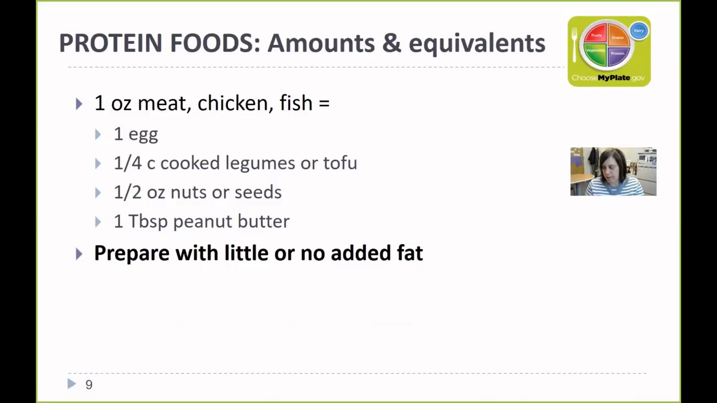The last one I have here is legumes. So this is actually a 1/2 cup of legumes. So here again, kind of show it in my hand, there's a 1/2 cup of legumes. And so this would be actually a 2 ounce protein foods equivalent. Again, 1/2 cup of cooked legumes, 2 ounce protein foods equivalent.